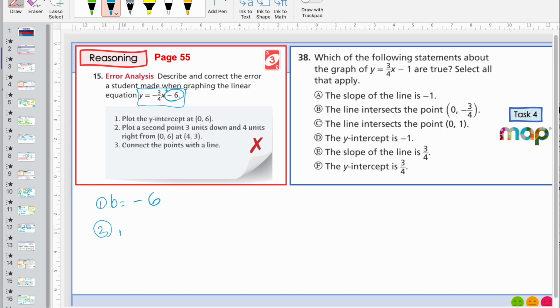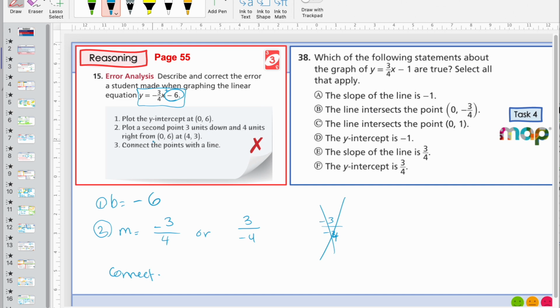Step number 2, M is what? Negative 3 over 4, or I can write as 3 over negative 4. But I cannot write as negative 3 over negative 4. It cannot be. One of them should be negative. Then connect. This is my steps.